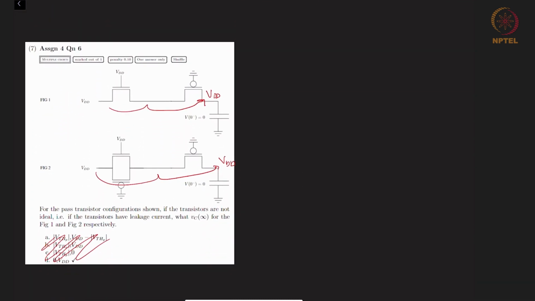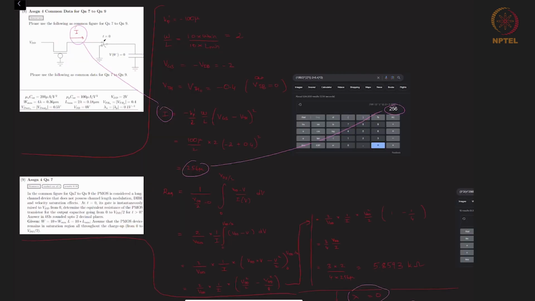Here we are allowed to assume subthreshold leakage, and so therefore there's no issue. With enough time, VDD will just get passed. Here are the workings for question 7 to 9.